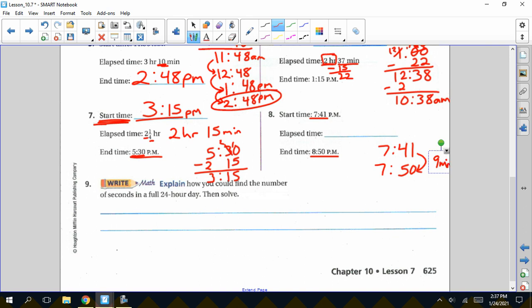7:41 to 7:50 is 9 minutes. And then from 7:50 to 8:50, which is the time we're trying to end at, is 1 hour. So if you look, to go from 7:41 to 8:50, and both of them are p.m., it is only 1 hour and 9 minutes.